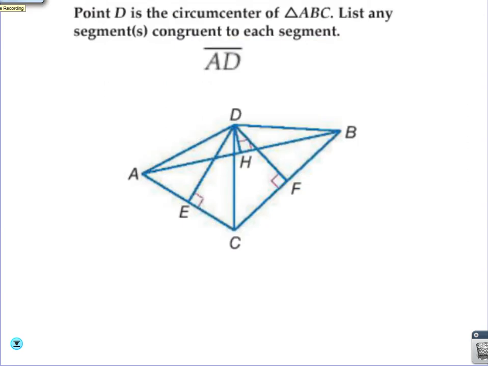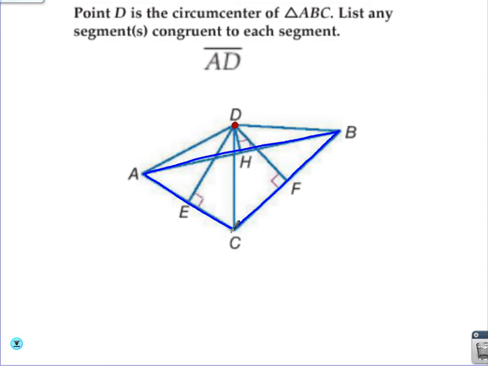Next problem says point D. Let me point out point D here. Point D is the circumcenter. So again, since point D is the circumcenter, we know the distance. Here's the actual triangle. Let me bold the triangle here. There's your triangle, and point D is the circumcenter of that triangle ABC.